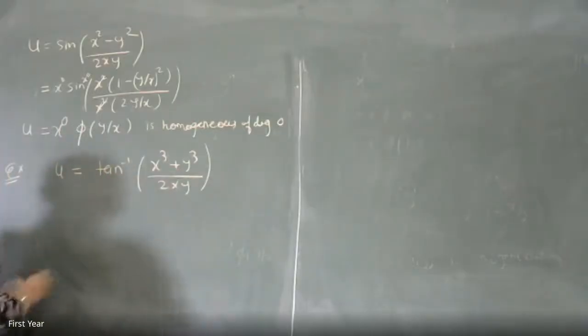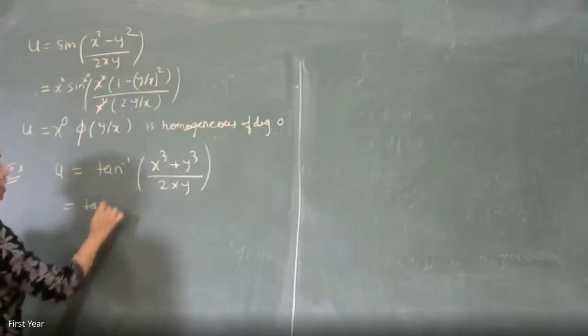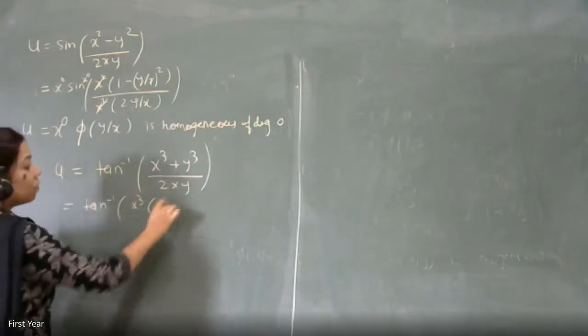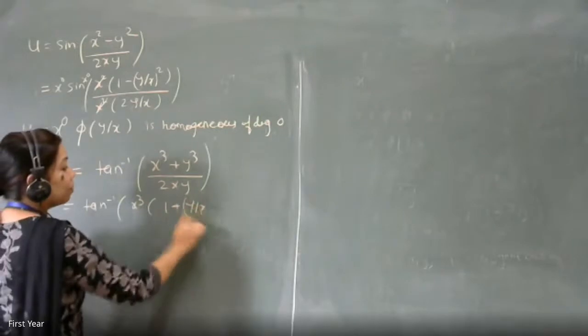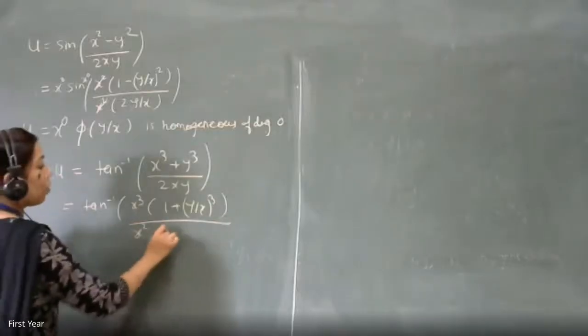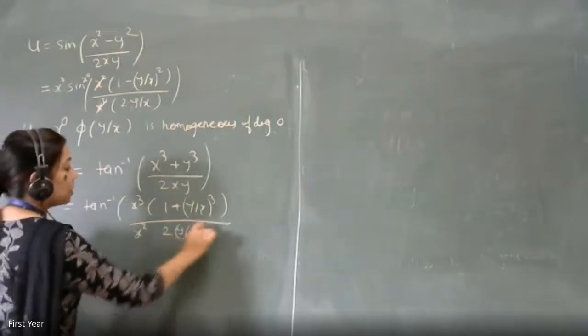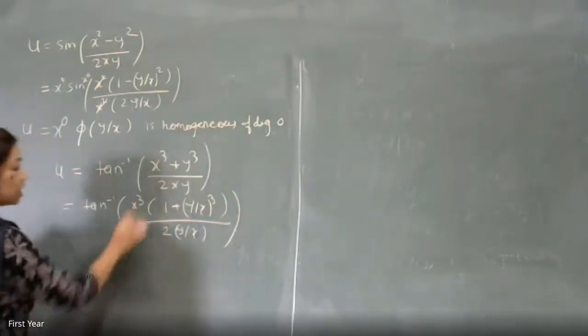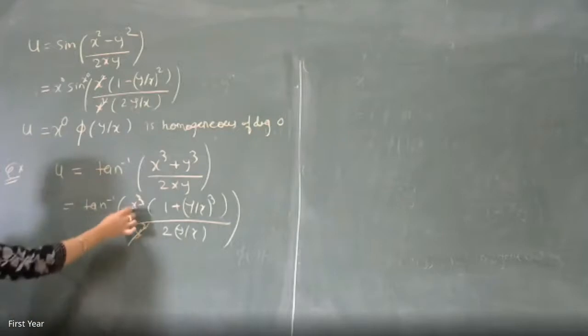Now look at the function here. This is tan inverse into x cube. I can take common 1 plus y by x the whole cube divided by x square. I can take common 2y by x. I can cancel out x cube and x square with 1x remaining.